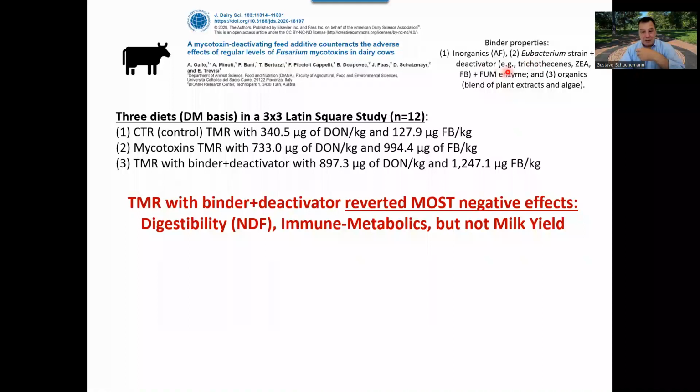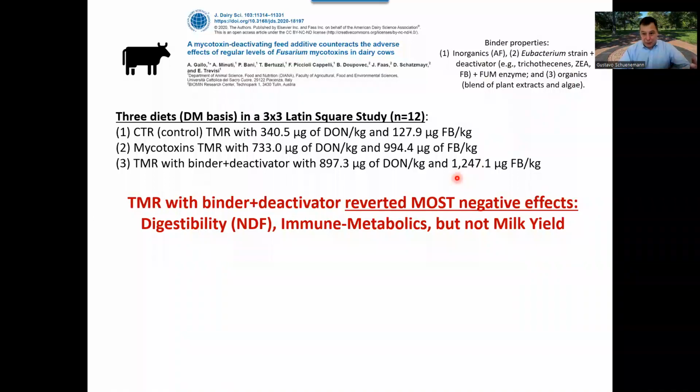And a deactivator to deal with some of the more difficult toxins, and some specific enzymes there. And then it has an organic component in their binder, to help repair the tissue. It was a blend of plant extract and algae.